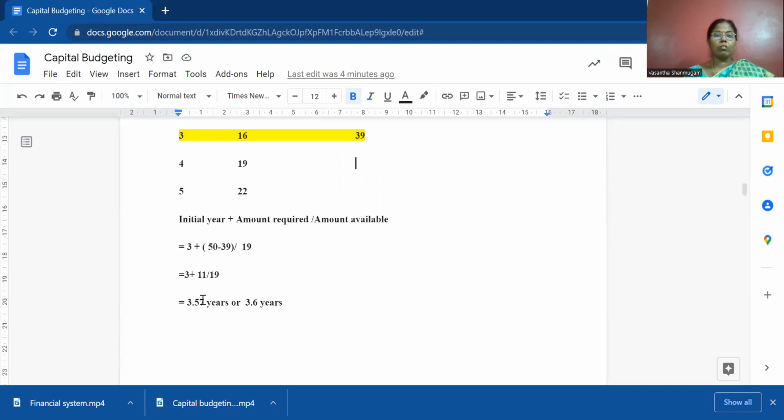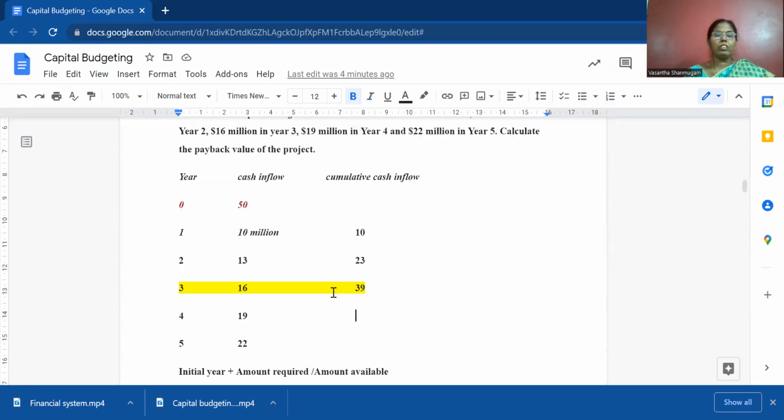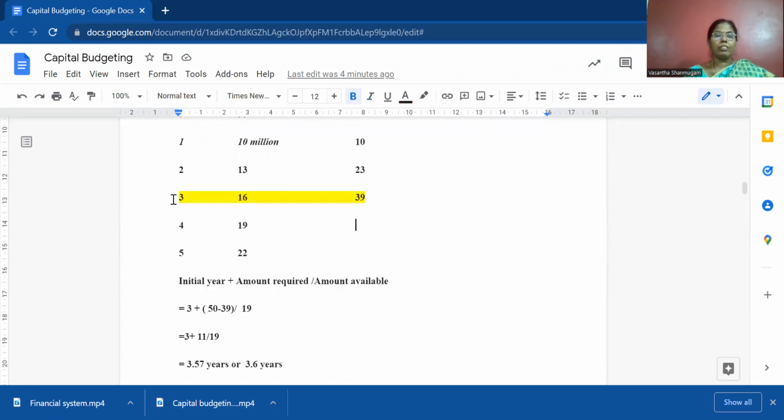So what you have to do, you have to apply the formula: initial year plus amount required divided by amount available. So what is the initial year? That is the year we are stopping. After this we are not accumulating. So the third year is called the initial year, plus how much amount required?